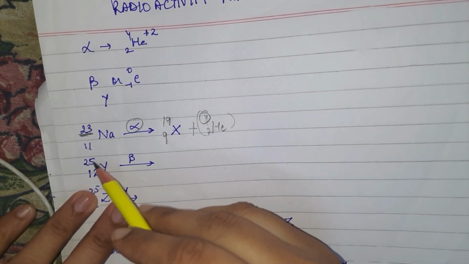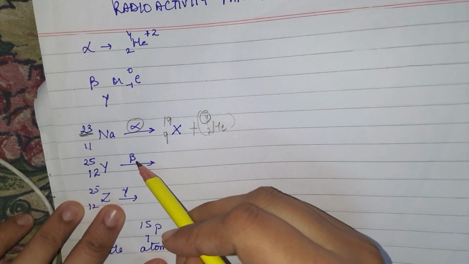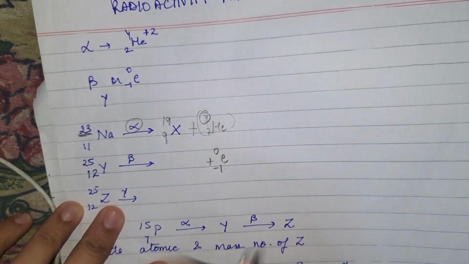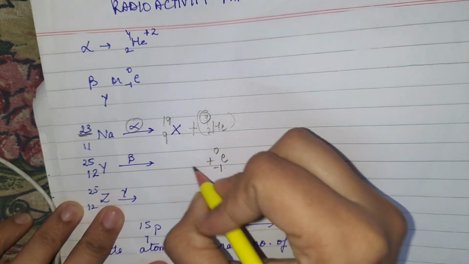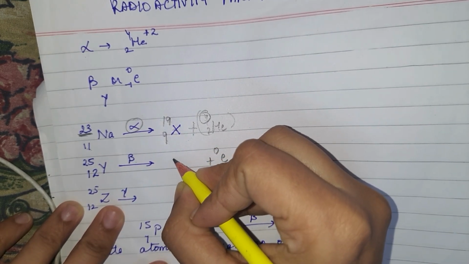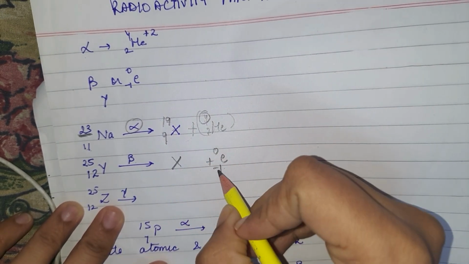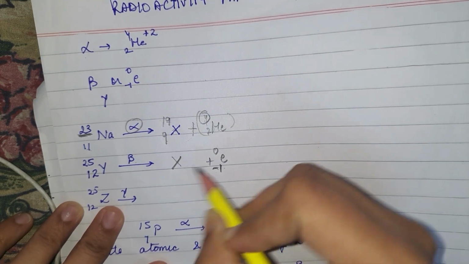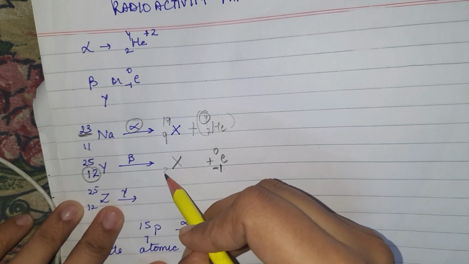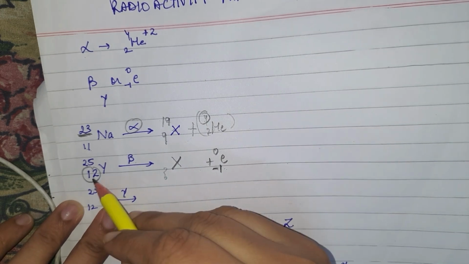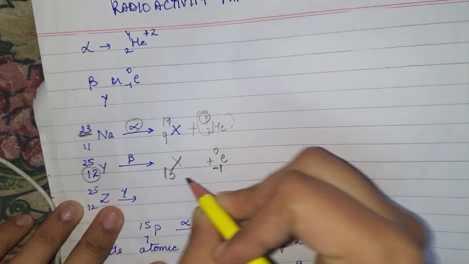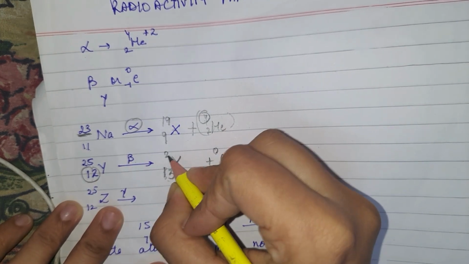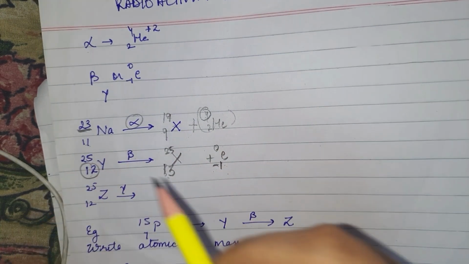Okay, now let us try with this one. Y is an element whose atomic and mass number is this, and it is emitting beta. Beta is nothing but an electron, minus 1, 0. So when you write, let it be a new element X, minus 1 is written here. Minus 1 means 12 is already here, you have to write something here so that something minus 1 becomes 12. Of course that something will be 13, because 13 minus 1 is 12. And here 0, so 25 plus 0 is again 25.